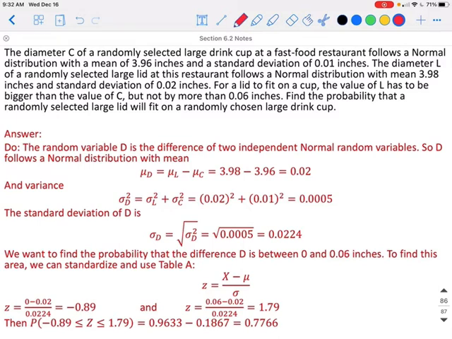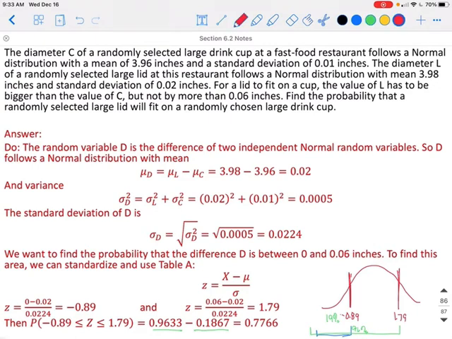Now our two z-scores are going to be negative 0.89 and 1.79. Remember, when you look this up on the table, this is going to tell you the area to the left of those. So the area to the left of negative 0.89 is 0.1867, or about 19%. And the area to the left of our z value of 1.79 is 0.96, or about 96%.